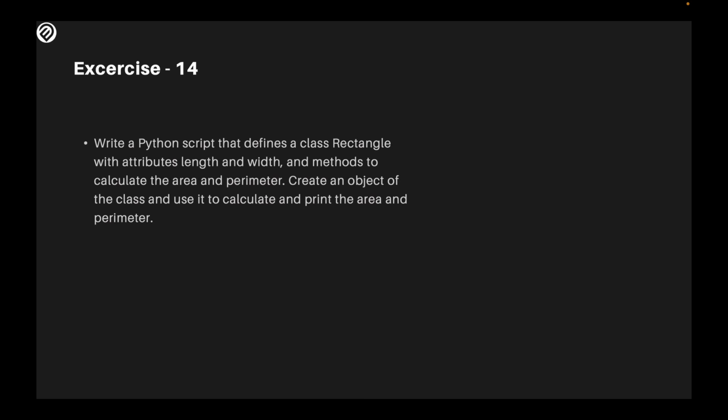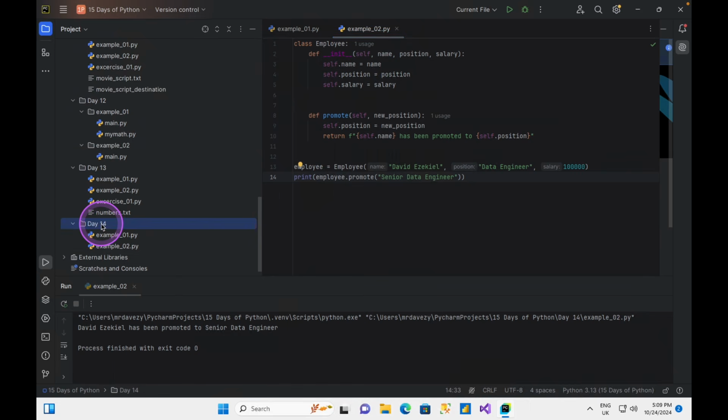Now, for your exercise, I would like you to write a Python script that defines a class Rectangle with attributes length and width and methods to calculate the area and the perimeter. So you're going to have the class Rectangle, and you're going to set one method for the area and another for perimeter. And you create an object of the class, an instance, and use it to calculate and print the area and perimeter. This is going to be easy if you've understood all we've been doing. Try it on your own and let me know, and I'm going to be providing a solution to this in the next slide.